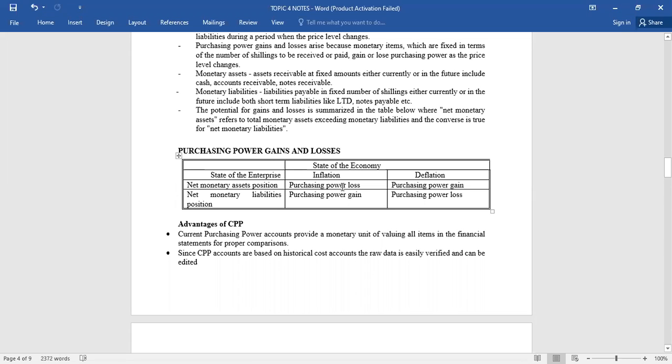And we've seen, originally we were trading at 100 shillings. Year one, we closed at 105. Year two, at 110. We incurred a purchasing power loss. If it was deflation, for instance, if the shilling was exchanging at 95, we would have had a purchasing power gain. For the net monetary liabilities, during inflation, we get what we call purchasing power gain. During deflation, we get purchasing power loss.